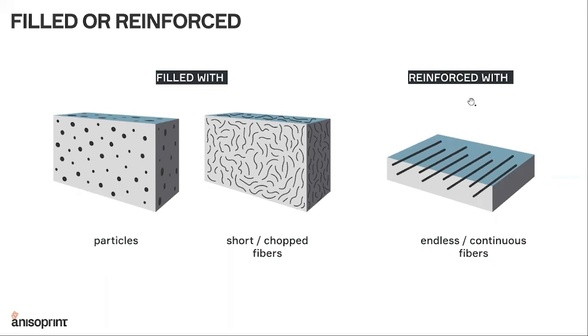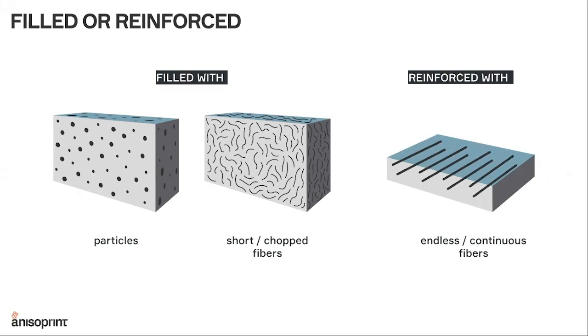In contrast, you can have composite materials that are not filled with either particles or short fibers, but rather reinforced with endless or continuous fibers. And it is a big difference between these two. Only the continuous fibers give us very high strength and stiffness, very high physical properties, and mostly because of the orientation of the fibers that we define with laying up continuous fibers in a certain direction.